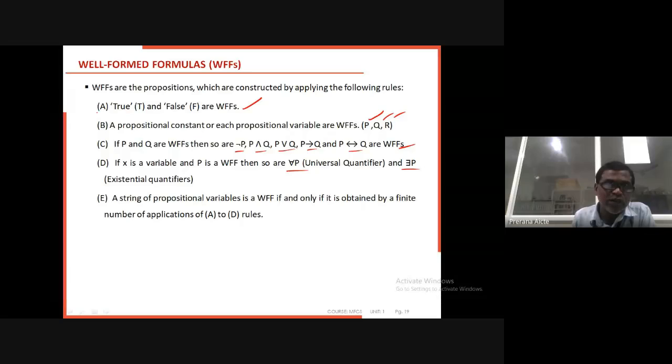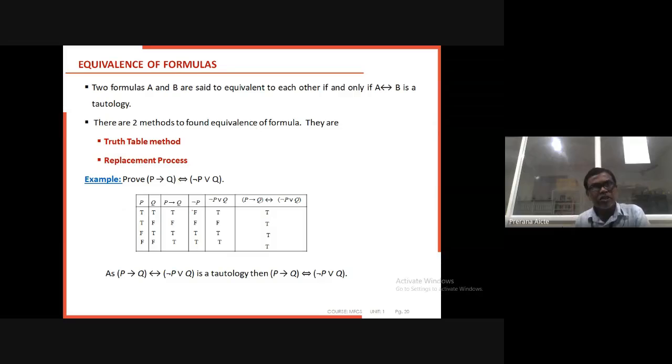So we have the four rules A, B, C, D. If you construct any compound proposition by using any of these four rules, then that is treated as a well-formed formula. Normally, the problems we may find here are to check whether two well-formed formulas are equal or not. This can be identified by using two methods: the truth table method or the replacement process. The truth table method is the shortcut method and easily done.